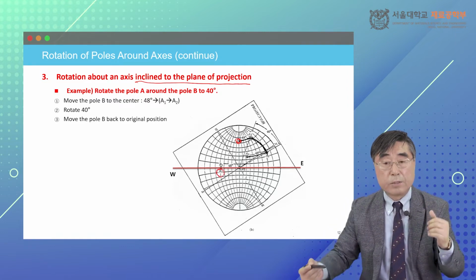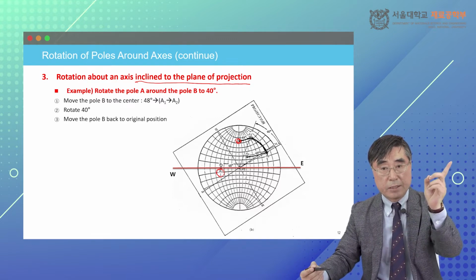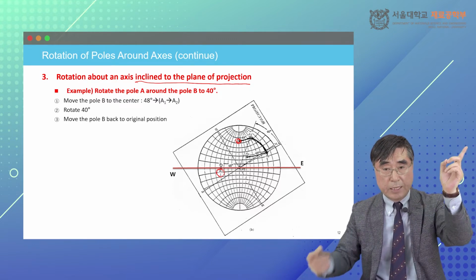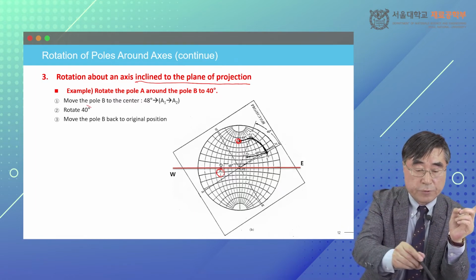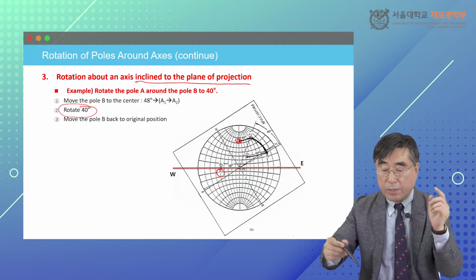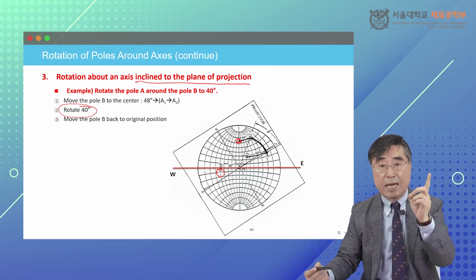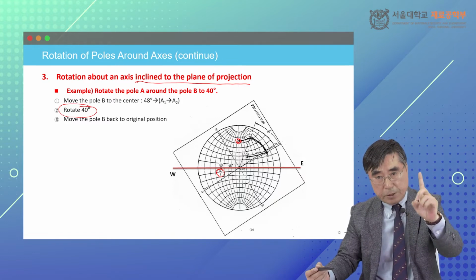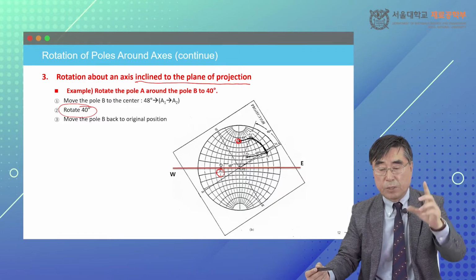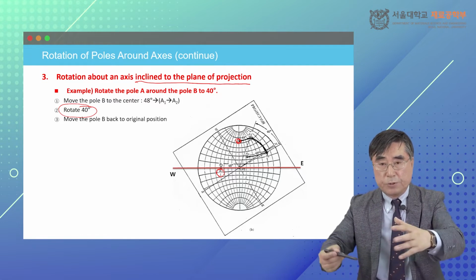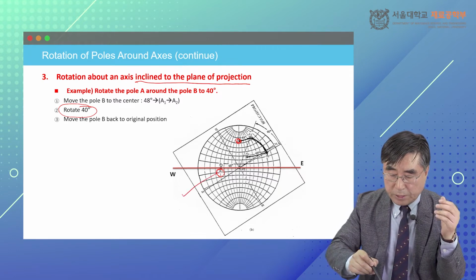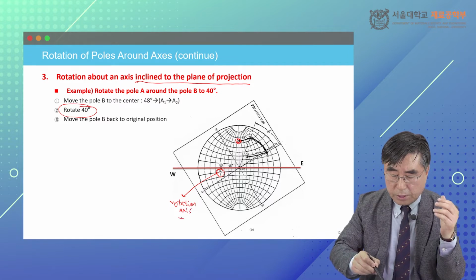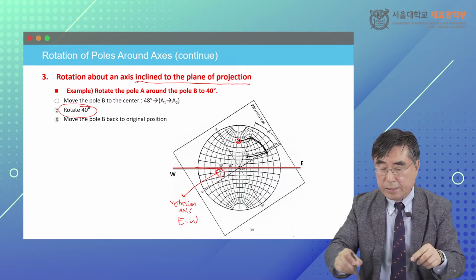B1 is the pole that I wanted to rotate, the direction of the poles, and I wanted to rotate this A1 pole to 40 degrees. Okay, this B1 pole, of course, is not in the plane of the projection, not on the vertical side of the projection. So what you do first is you put your stereoscopic projection and put this rotation axis, B1 pole, on the east and west side, like this.